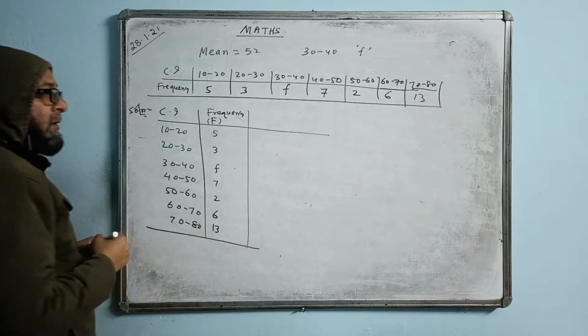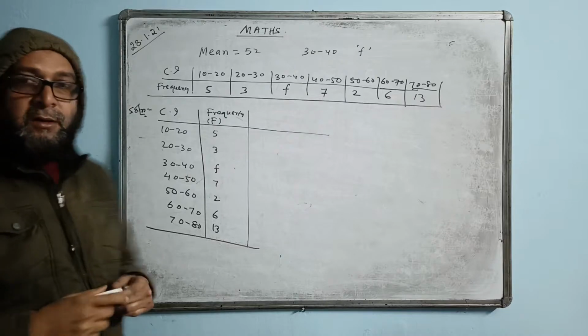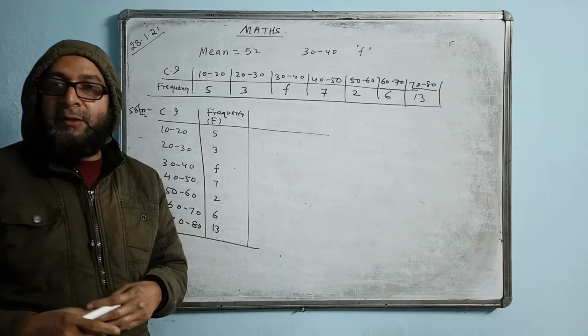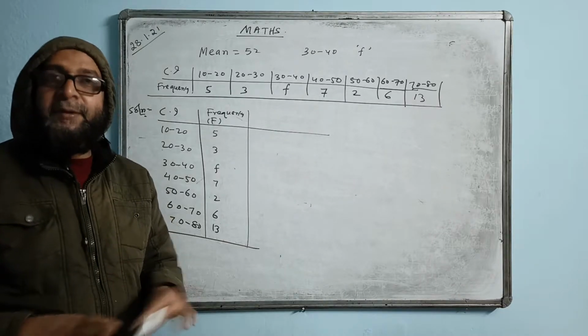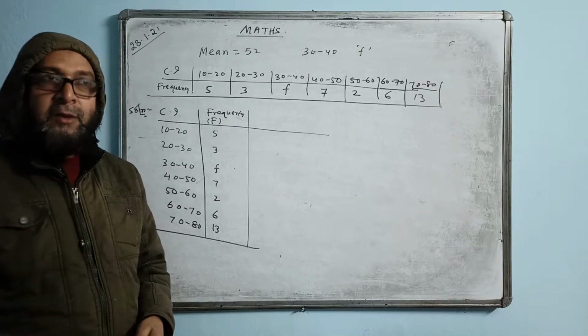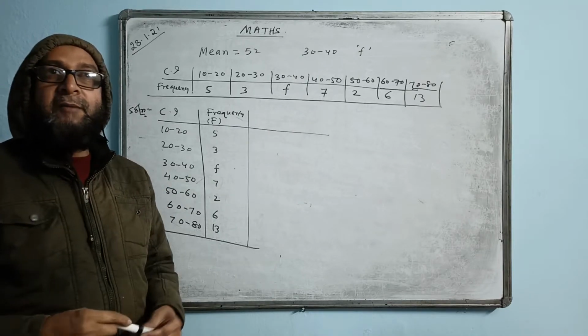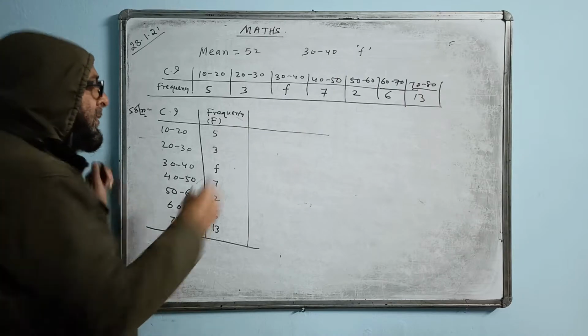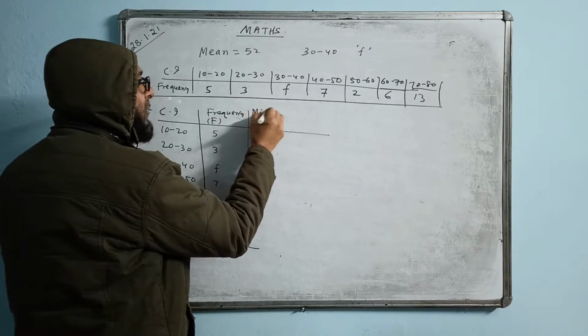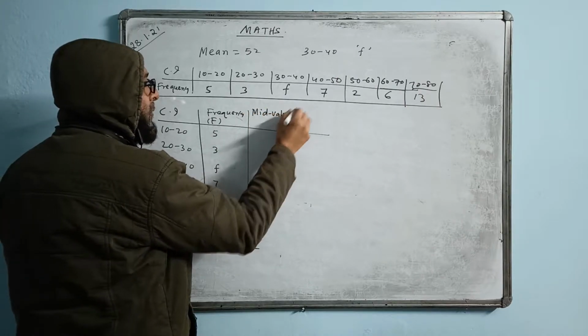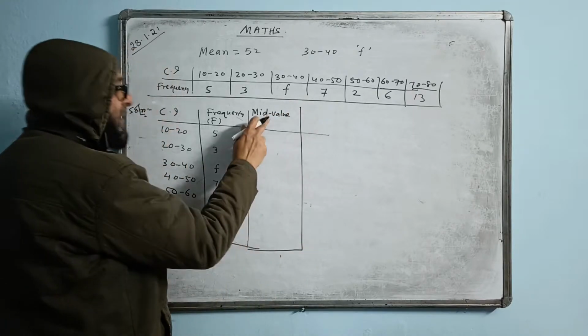They have not mentioned which method we have to use to calculate F. We can use any one of the methods. So I will show you two methods and you see which one you find easier. I will find the mid value first. For any mean question, we must find the mid value.